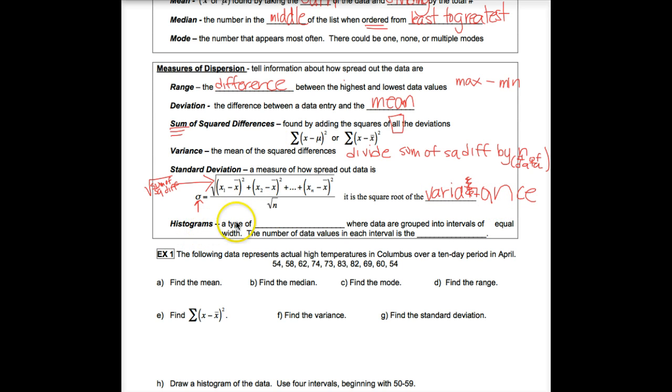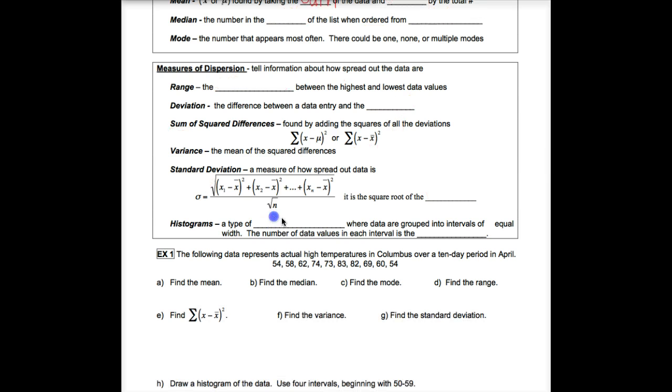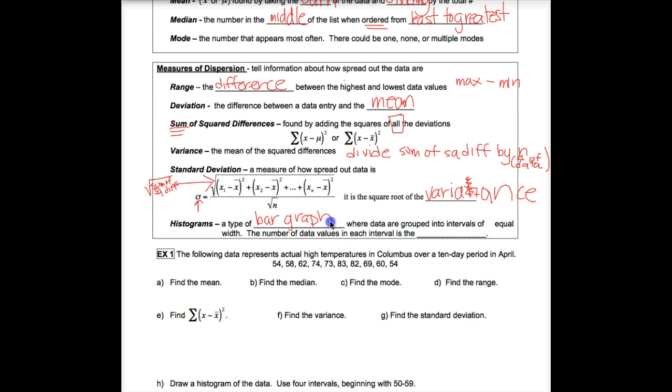Final definition is histogram. You've done histograms before. They're a type of bar graph where data is grouped into intervals of equal width, meaning that the spreads are the same. The number of data values in each interval is the height of the bar. Now, one thing with histograms is that you don't put space between the bars. So shove them up right next to each other.